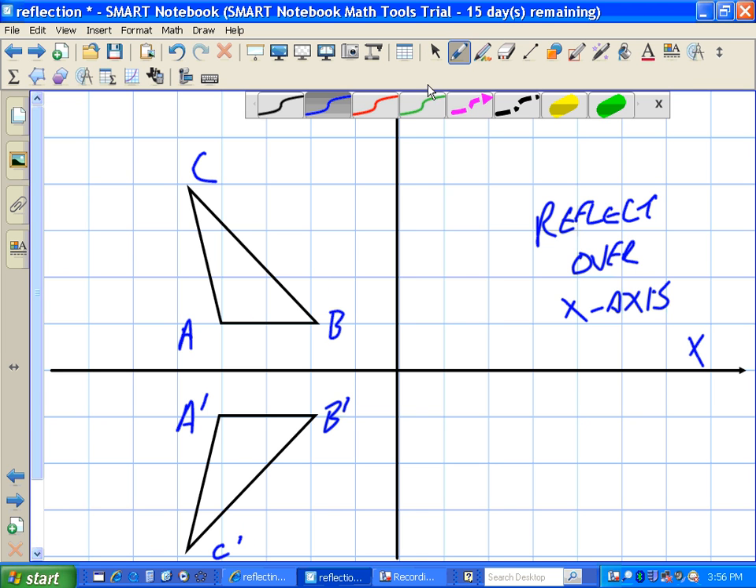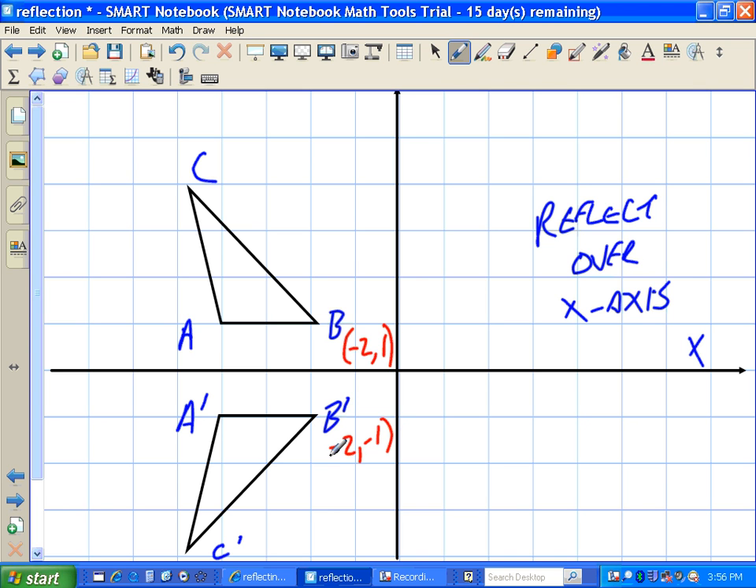We're going to approximate the points. This one still is about -2, 1. Its counterpart is at -2, -1. Here we're at -4, 1. Counterpart, -4, -1. And lastly, point C is at about -5, 4. Its counterpart is at -5, -4. You might have noticed what happened as we did that reflection.